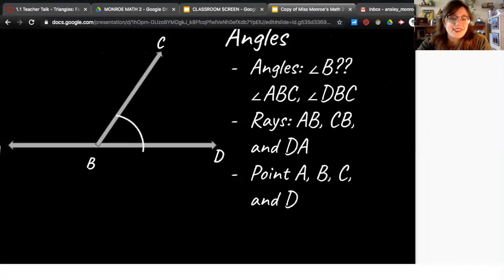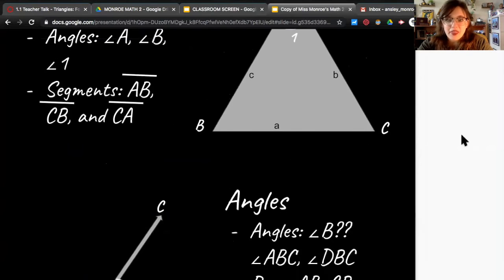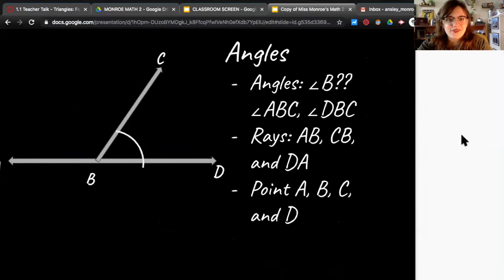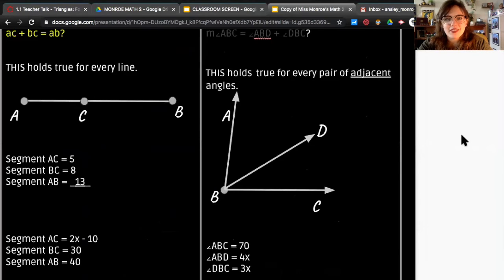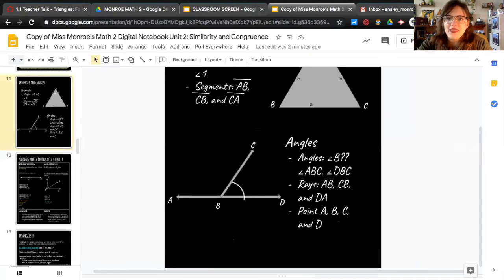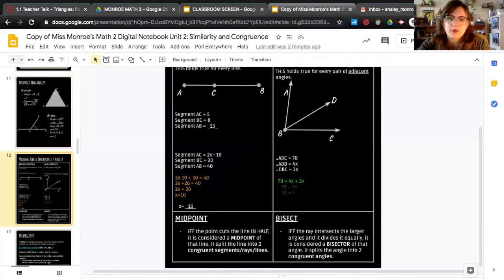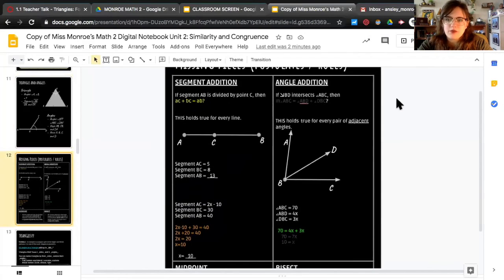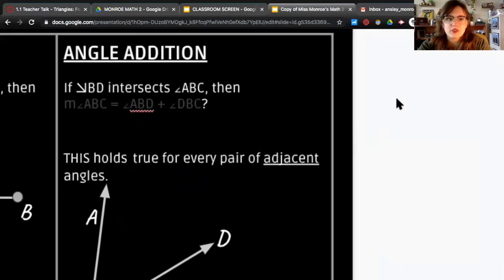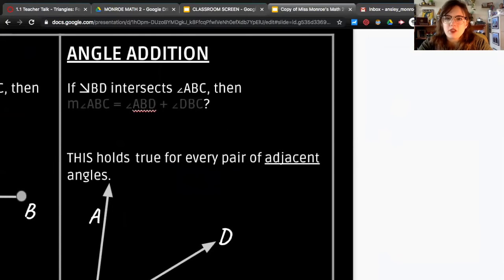And now I'm going to go over the exact same things with angles. Here we go. I swear, the computer does not want to work with me. I need to turn scrolling off. Angle addition. That would make things a little more difficult, though. I don't know.